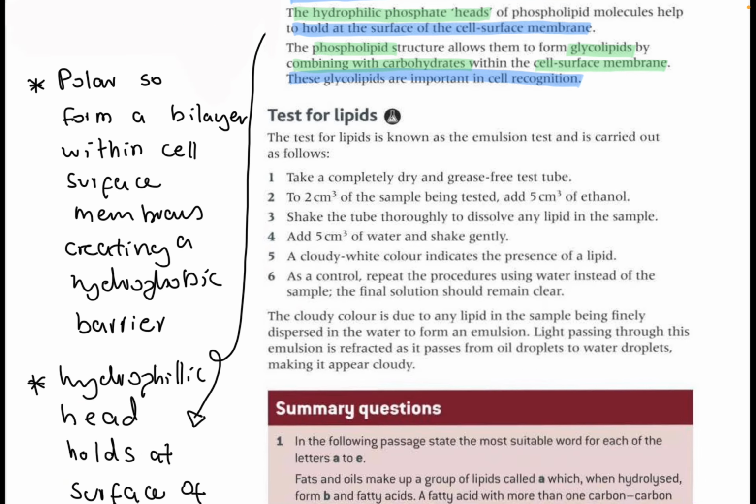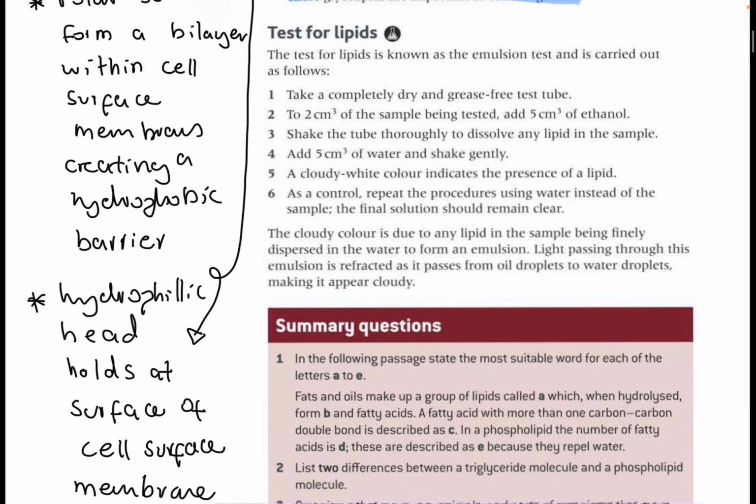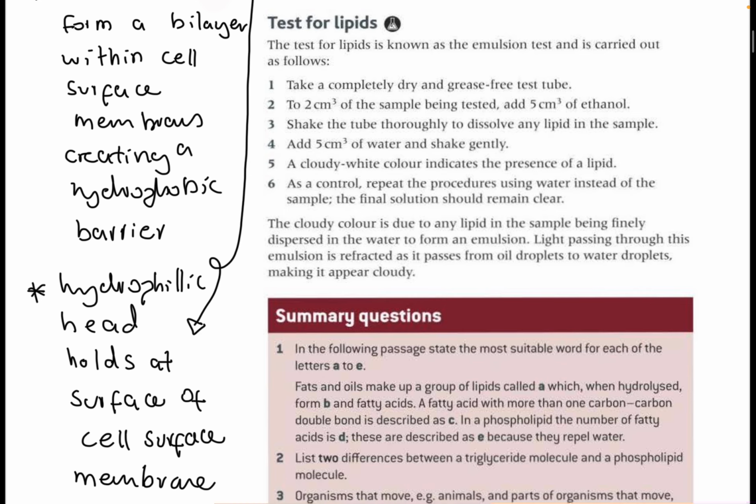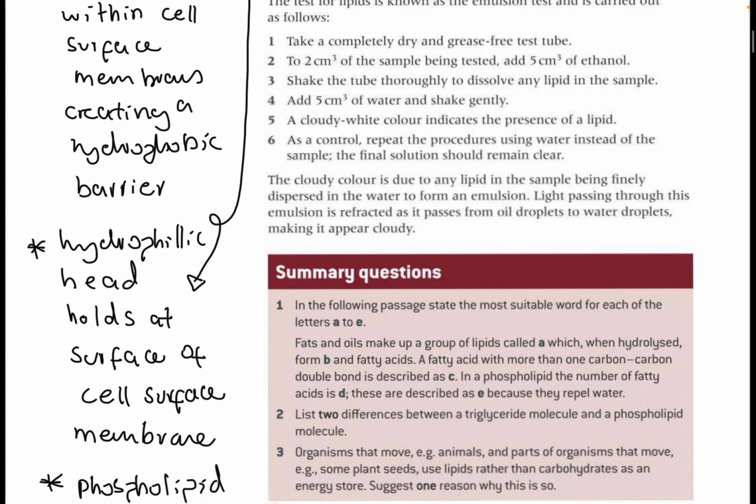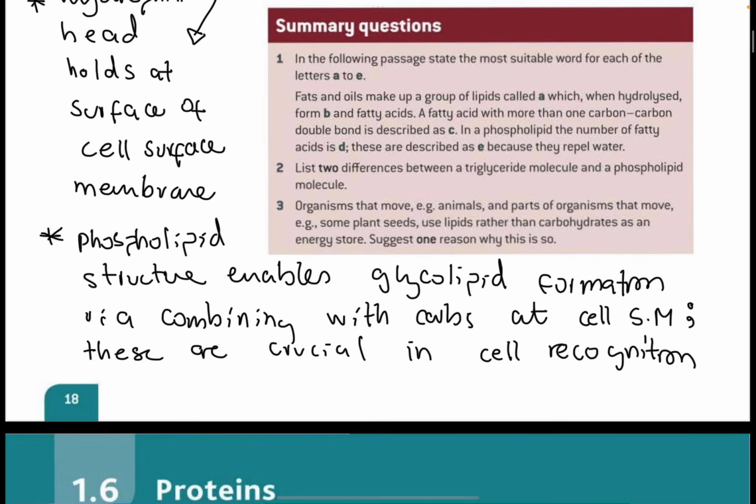Last but not least, the test for lipids is the emulsion test. So essentially, you add to your test tube your sample and your ethanol, give it a good shake, and then add in some cold water, and a cloudy white, or you could say a milky color, just indicates the presence of fats. That's pretty much it, literally.